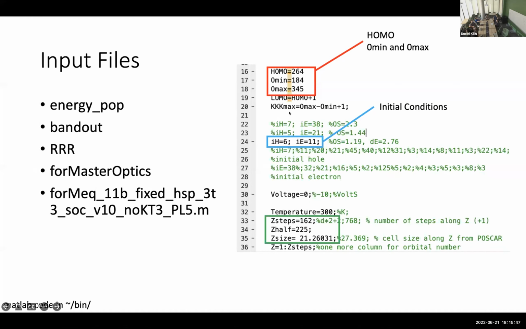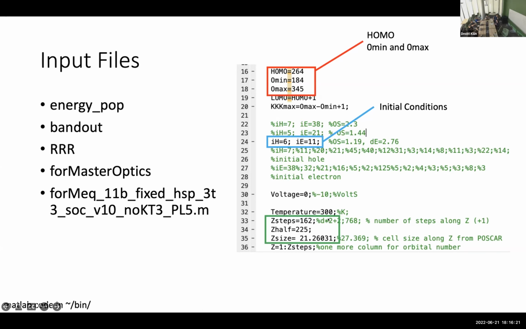So if we look at the actual input file, you've got these 3 areas that I have boxed. Those are the major things you need to worry about. So the red is the HOMO and the OMIN, OMAX. And those are going to be your orbitals. And you have the blue, the initial conditions, which have been described. So in this case, we're looking at HOMO -5 to LUMO +10.